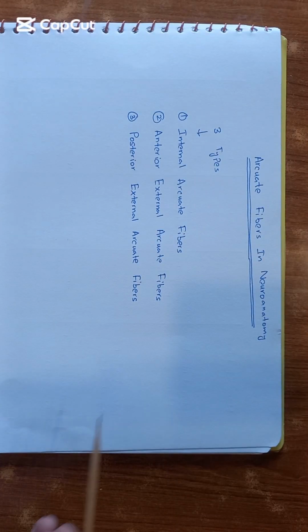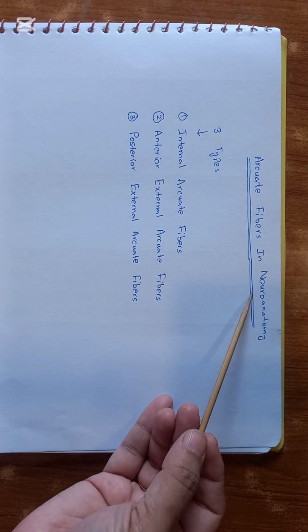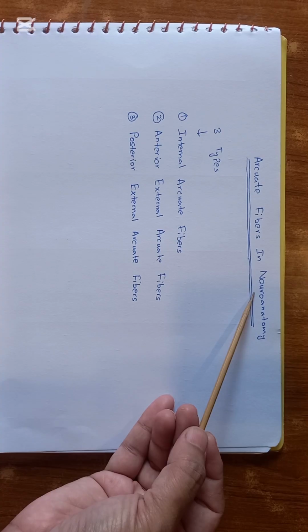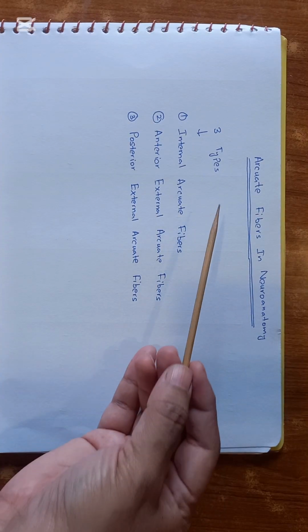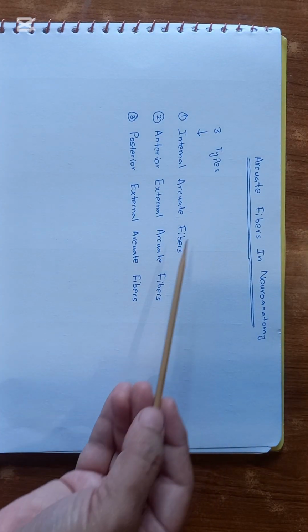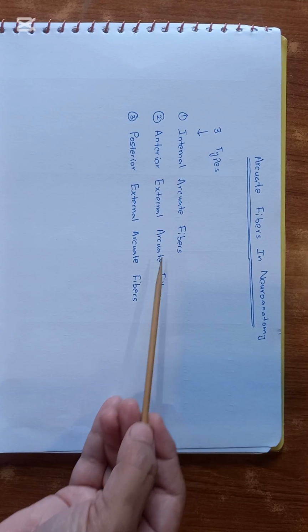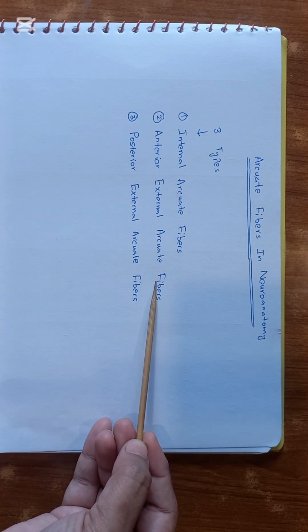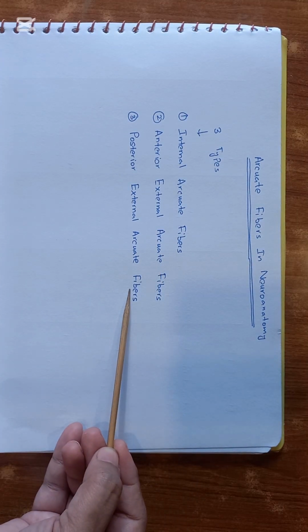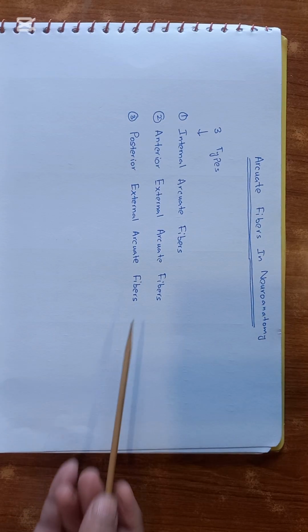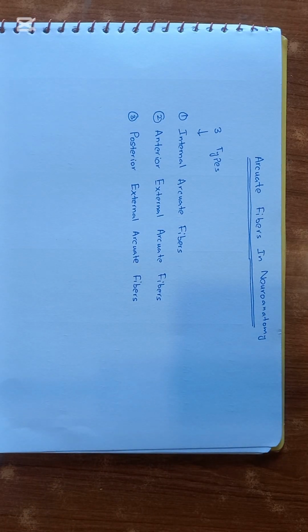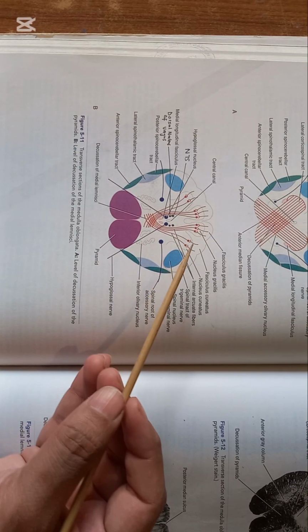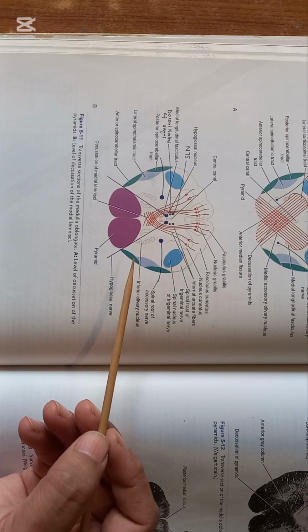In this video, we will discuss the arcuate fibers in neuroanatomy, or in the medulla oblongata. Now, there are three types of arcuate fibers. These are the internal arcuate fibers, anterior external arcuate fibers, and posterior external arcuate fibers. Now, we will discuss these arcuate fibers one by one. So first of all, we will discuss the internal arcuate fibers.